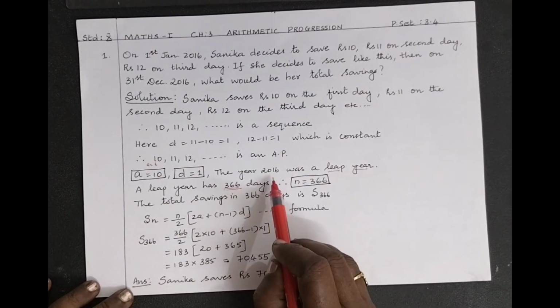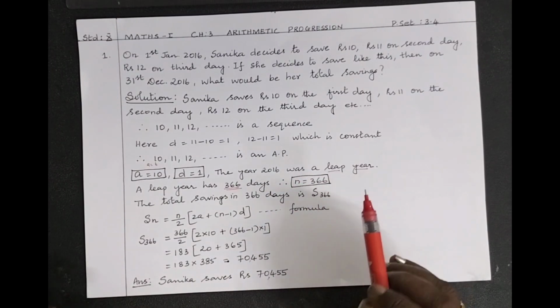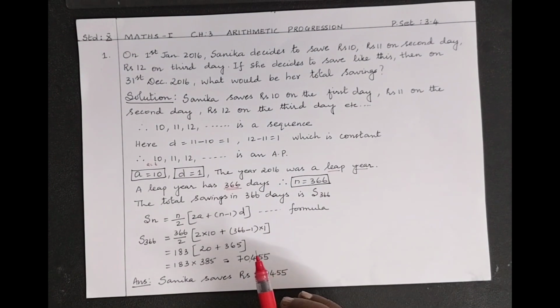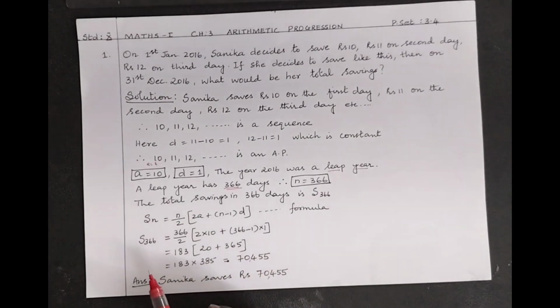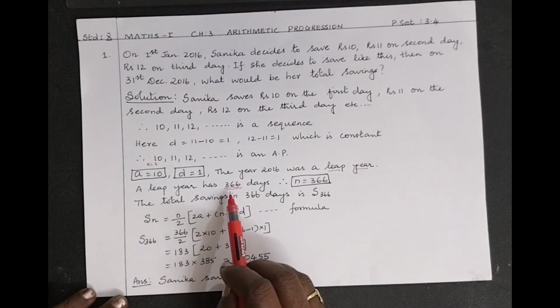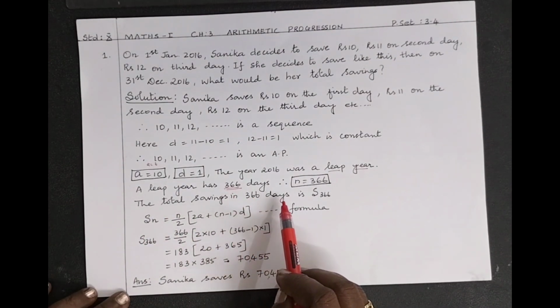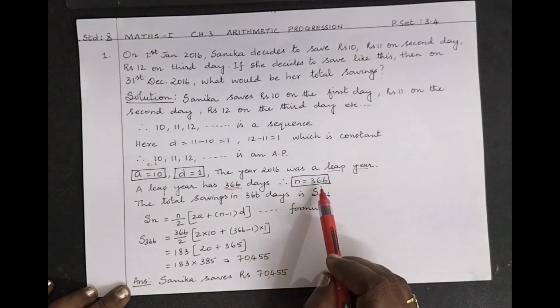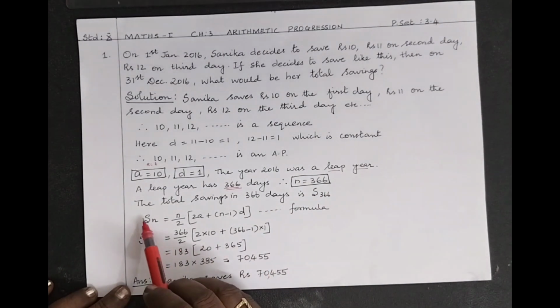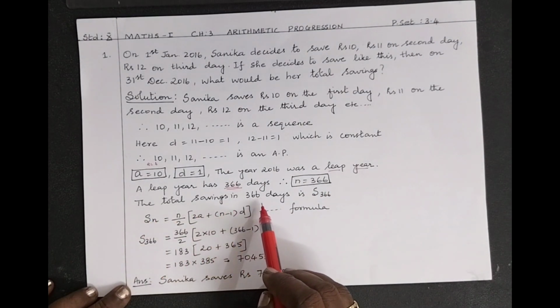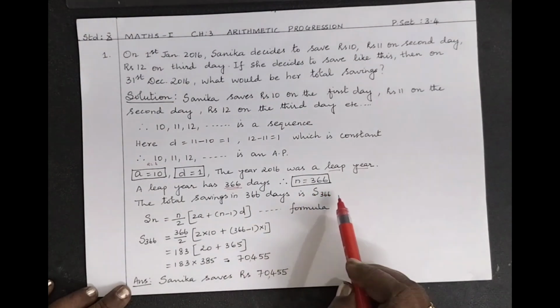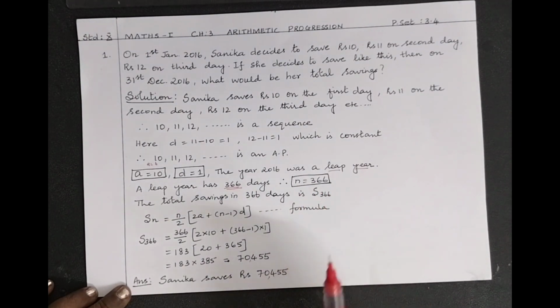Now the year 2016 was a leap year. Leap year means that the number is divisible by 4. Therefore a leap year has 366 days. Therefore n is equal to 366. The total savings in 366 days is denoted by S366. Now let us write the formula.